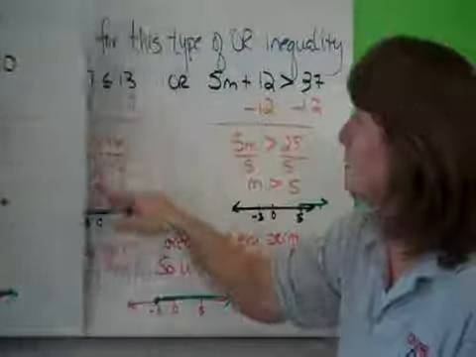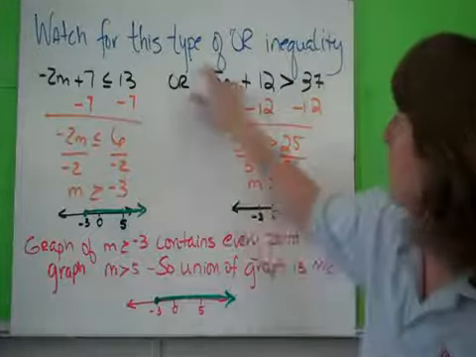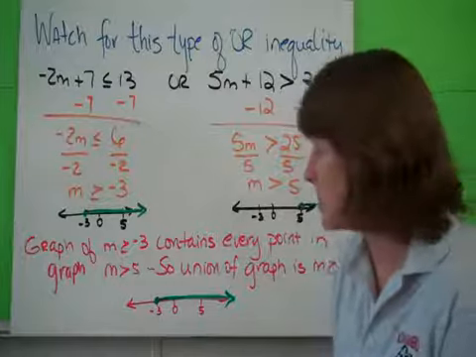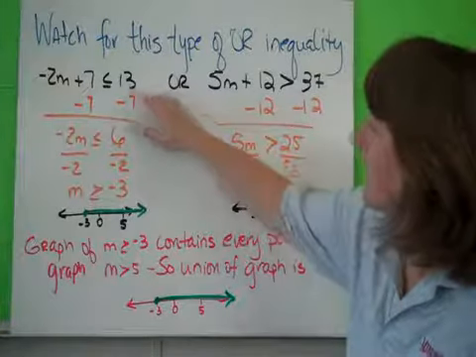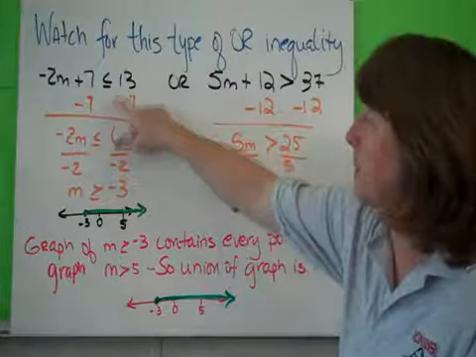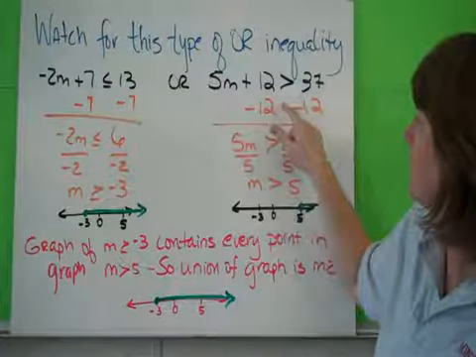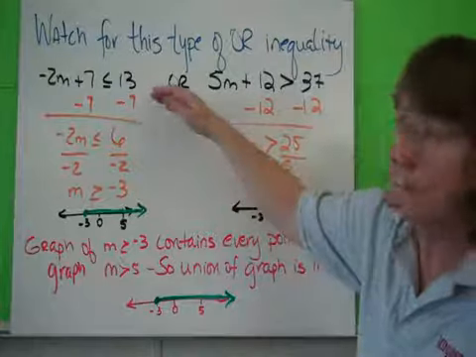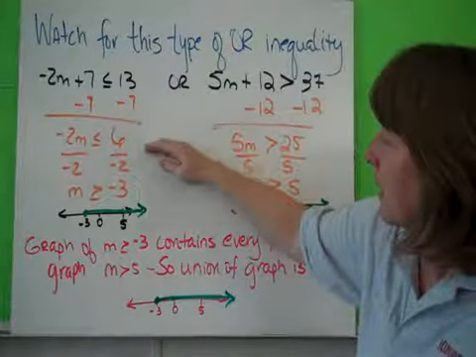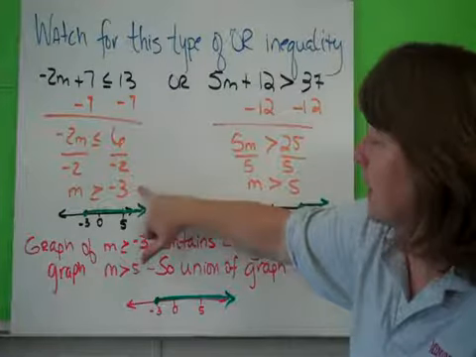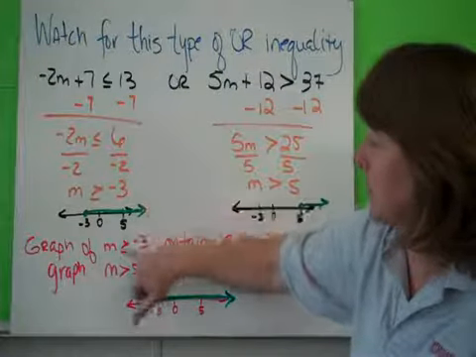But that is not always true about oars in a boat, and this is what you got to watch for in this type of inequality. Sometimes they don't do that. If we have this problem, -2m plus 7 is less than or equal to 13, or 5m plus 12 is greater than 37. We undo the operations, and this is what we've been doing earlier, and we end up with m is greater than or equal to -3.